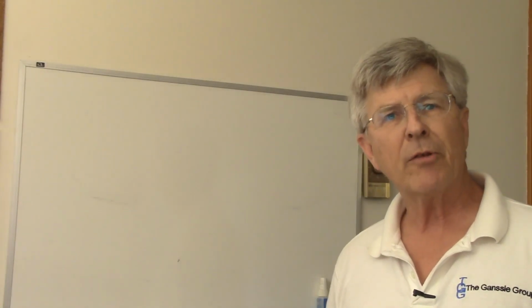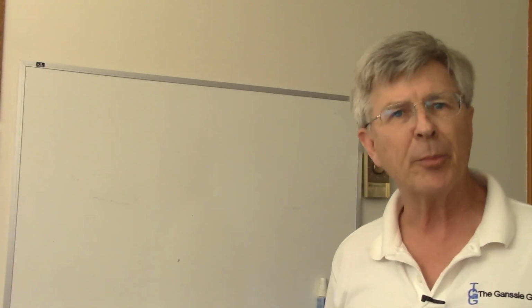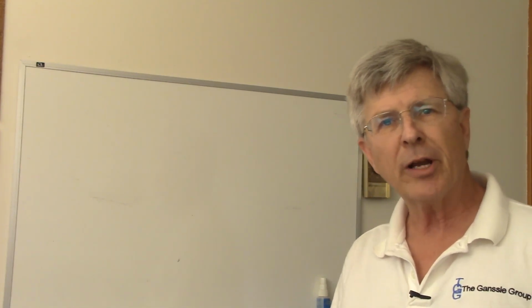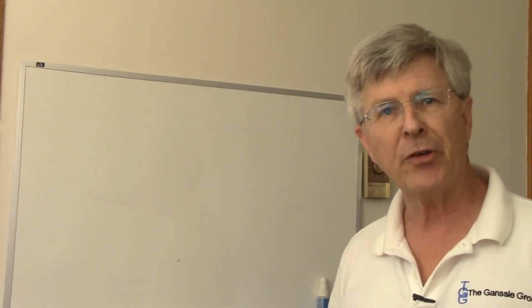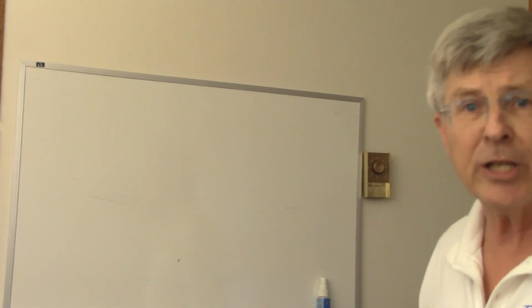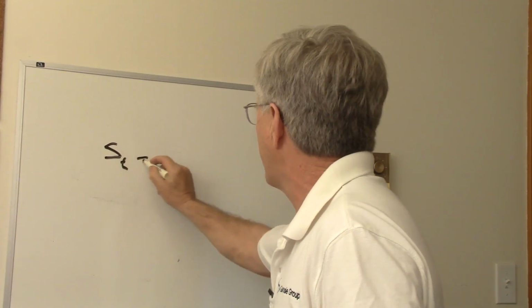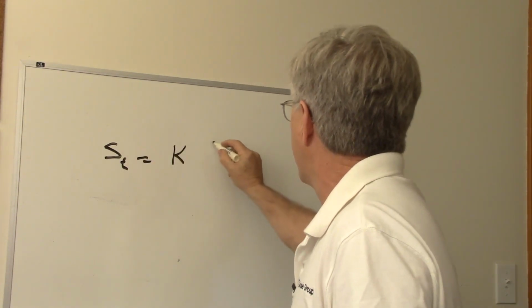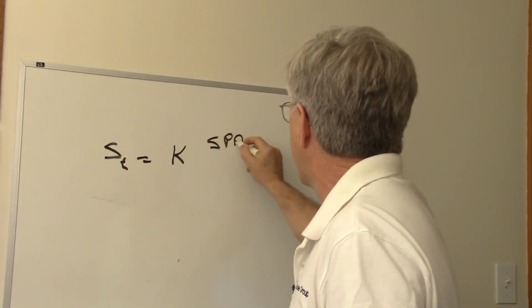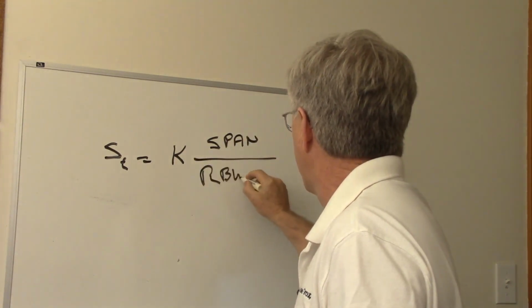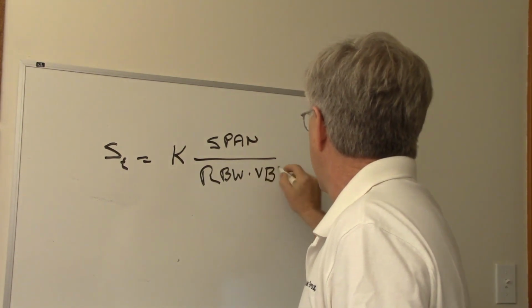So why wouldn't you have a resolution bandwidth as narrow as possible all the time? The problem is, the narrower the bandwidth is, the slower the analyzer sweeps across the frequencies of interest. In fact, we have an equation for it, like most things. The sweep time equals some constant times the frequency span being displayed on the analyzer, divided by the product of the resolution bandwidth times the video bandwidth.